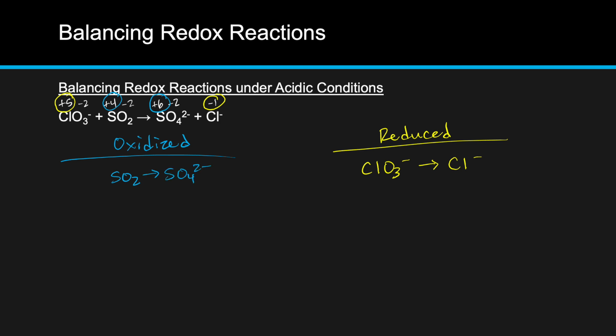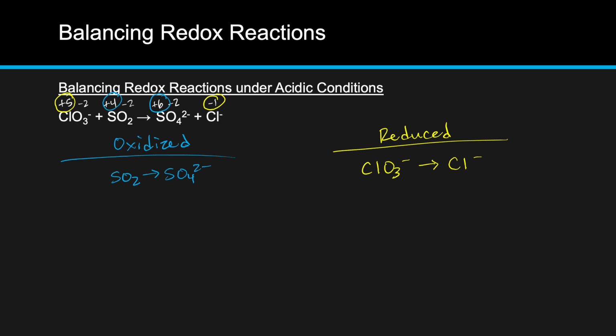So the first step when balancing half reactions is you need to balance everything that is not oxygen and hydrogen. And we can see in our oxidation reaction, we have 1 sulfur on the left side and 1 sulfur on the right side. So those are already balanced. And the same goes for our reduction half reaction. We have 1 chlorine and 1 chlorine. So we can move on to balancing our oxygens.